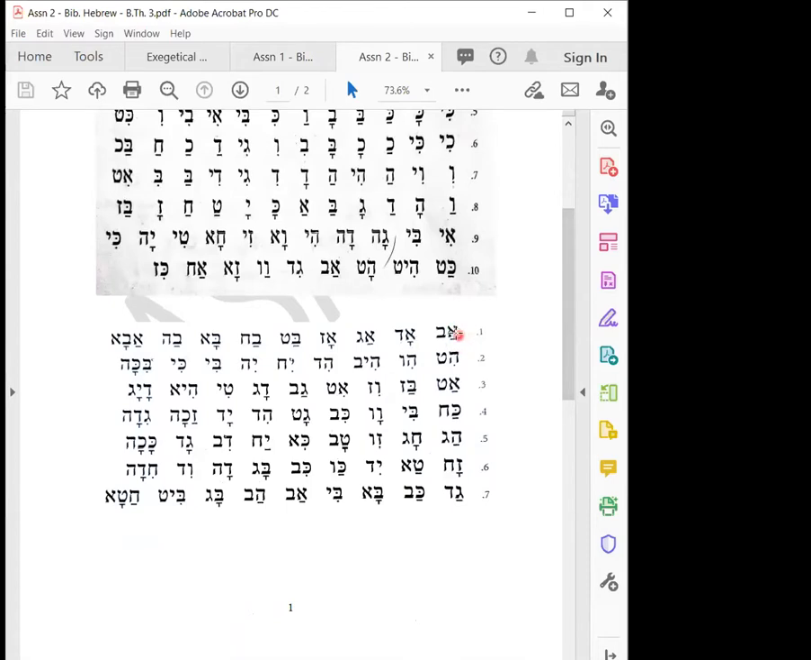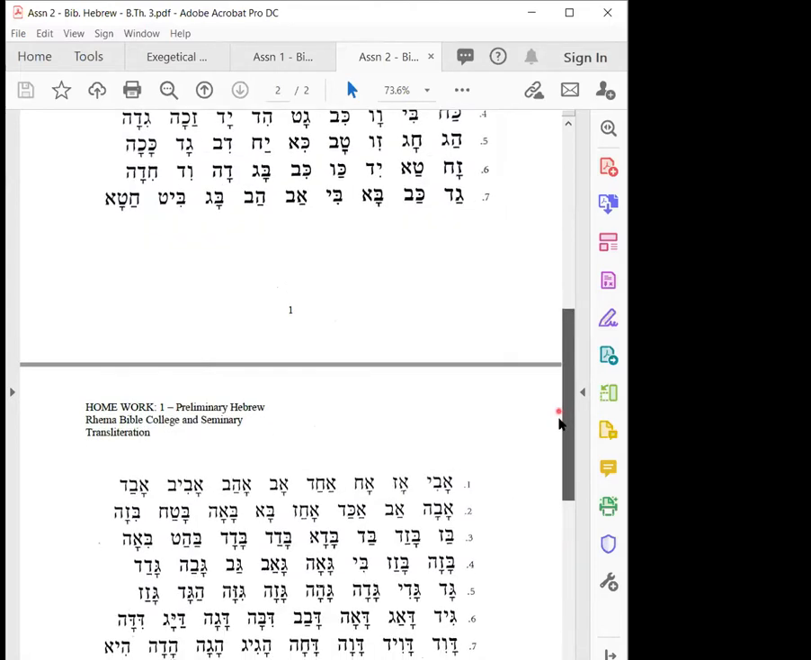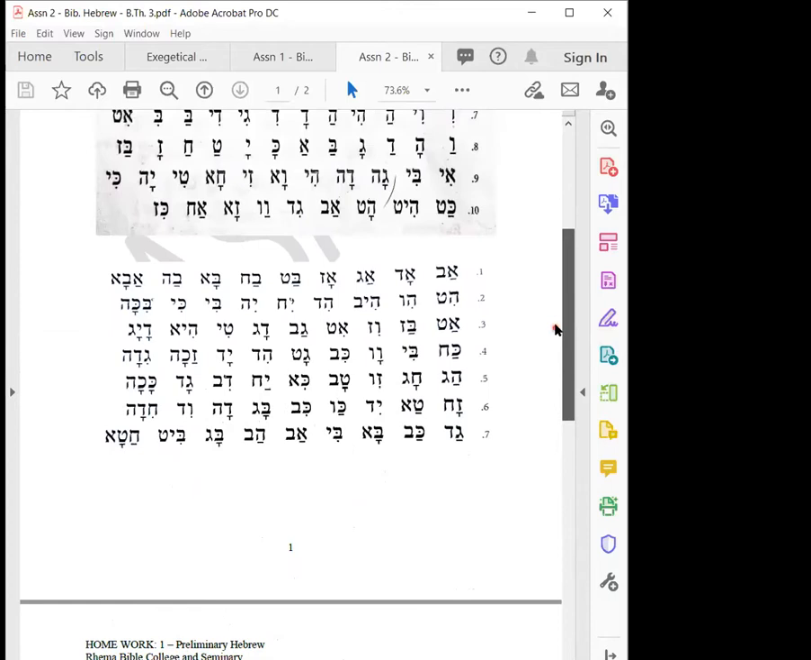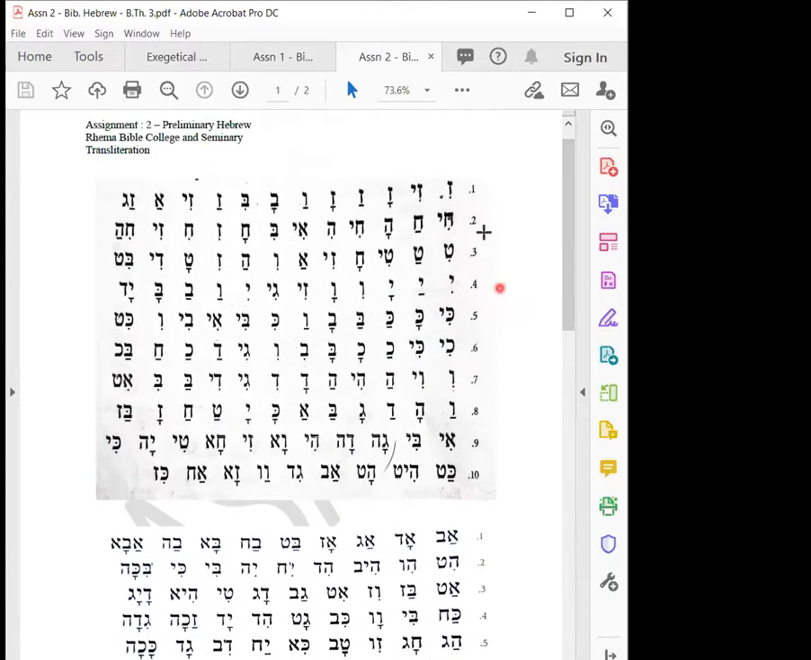In the first section you will mostly have only a single letter, here you have two letters, and here you will sometimes have three or four letters. So these are the Hebrew letters for your practice. Okay. Now let me give you an example.